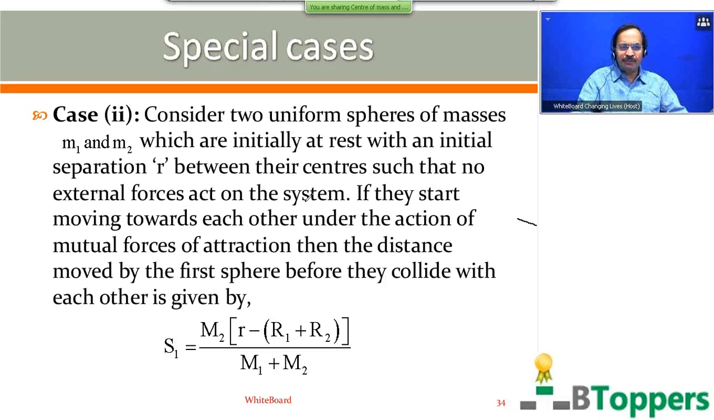Consider two uniform spheres of masses m1 and m2, which are initially at rest with an initial separation small r between their centers, such that no external forces act on the system. They start moving towards each other under the action of mutual force of attraction. The distance moved by the first sphere before they collide with each other is given by S1 equal to M2 into small r minus capital R1 plus R2, whole divided by M1 plus M2.